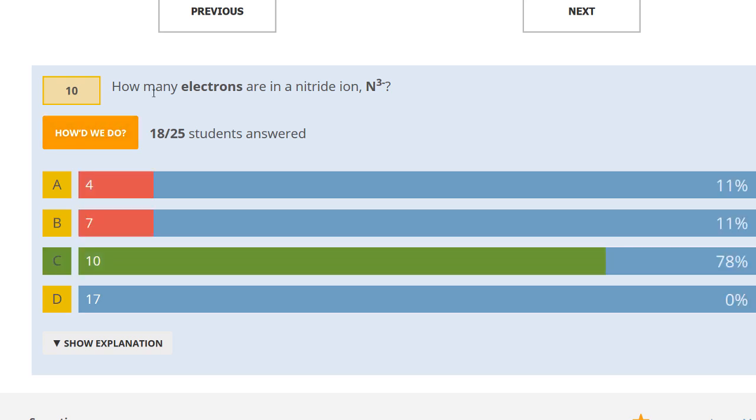There are 10 electrons. So since we have a fair number that got it wrong, how many protons are there in a nitrogen atom? 7. So if the charge is 3 negative, that means there are more electrons. How many more? 3 more. So 7 plus 3 is going to give you 10.